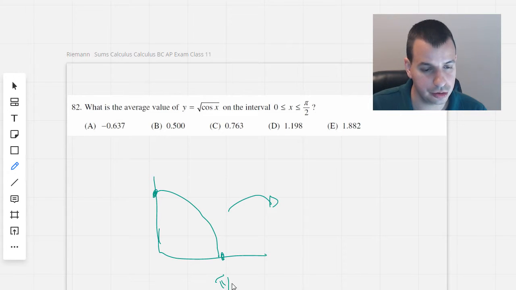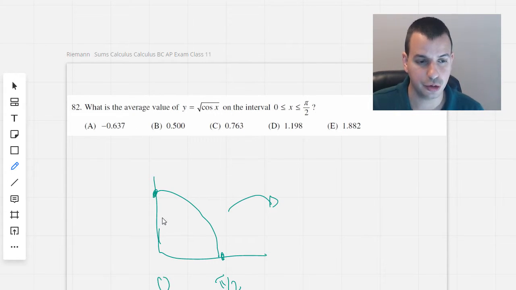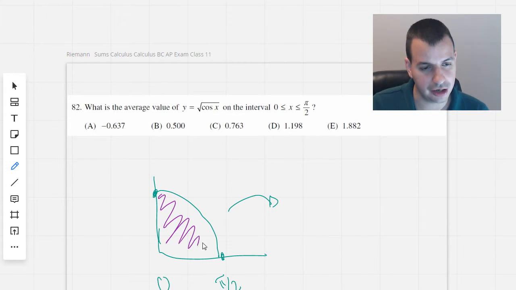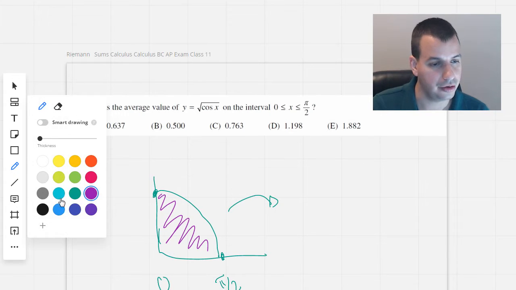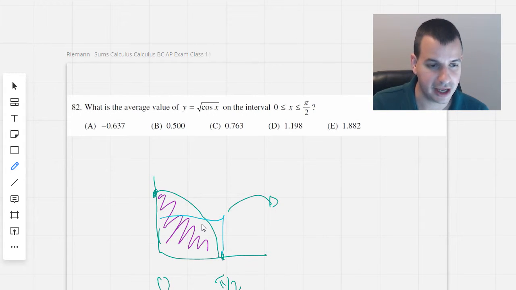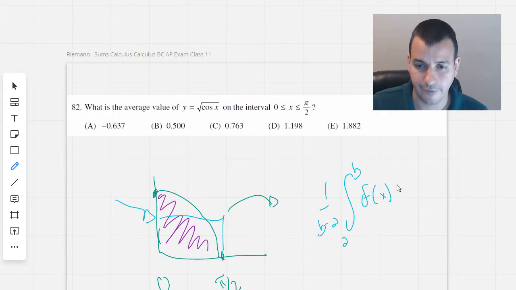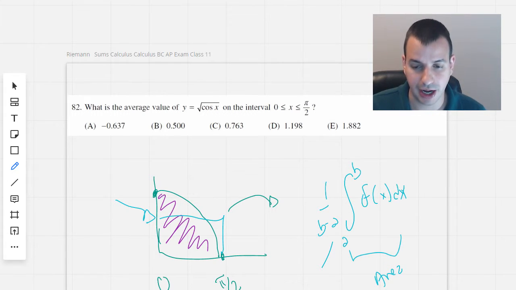So this is pi over 2, this is 0. The average value, the way you find it, is you have this area here, and you basically squish it into a rectangle so that it would look like this. And then your average value would be right there. The way you find the average value is 1 over b minus a, integral a to b, f of x dx. So long story short, this is area under the curve, and this is the width, which would be pi over 2. So what we're going to do is we're going to find the area divided by pi over 2.